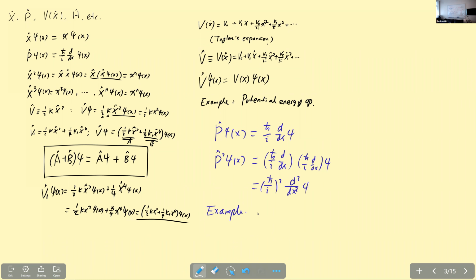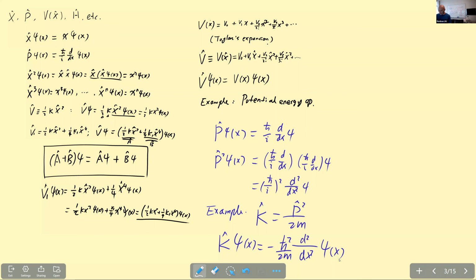Okay, the kinetic energy equals P squared over 2m. And then you know that K acting on this psi is just equal to minus h bar squared d squared dx squared over 2m acting on this psi function, right? So that is a kinetic energy operator.